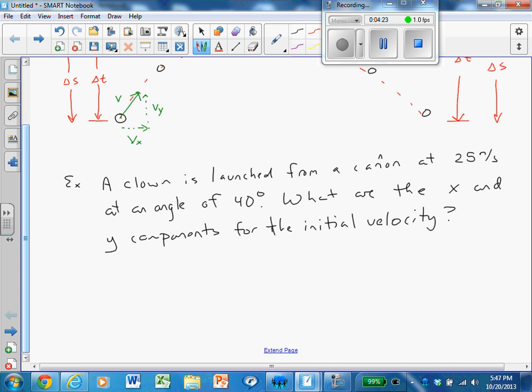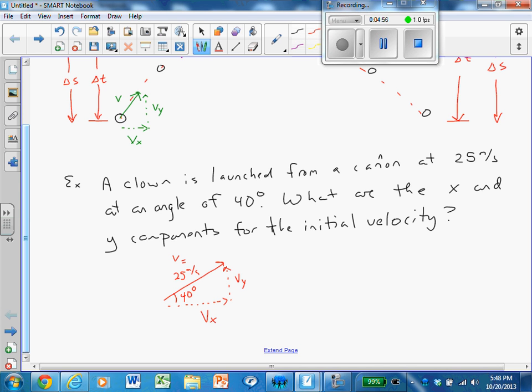Okay, well, we have 25 meters per second. We have an angle of 40 degrees. And v equals that. That v can be broken into a vx, an x component, and a vy. And if you look on the front of your reference table, you'll see that Rx equals R cosine theta, and Ry equals R sine theta.